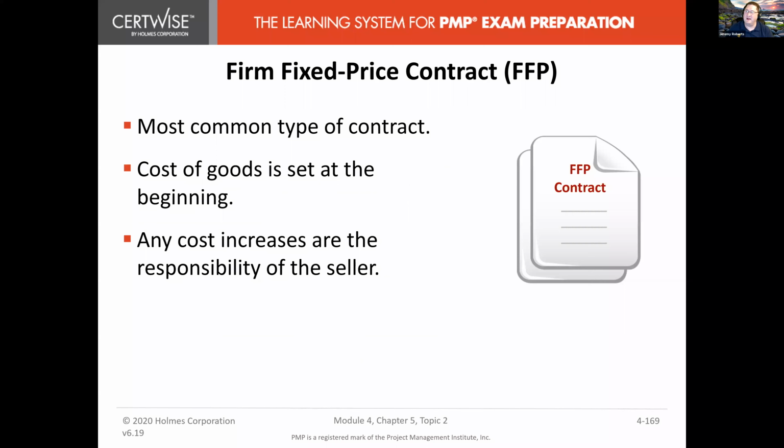Okay. So I just basically talked about all this. All right, firm fixed price contract. Yeah, so this, like I said, this one's the most common type. The cost is the cost, and it's usually set in the beginning. Cost increases are the responsibility of the seller.